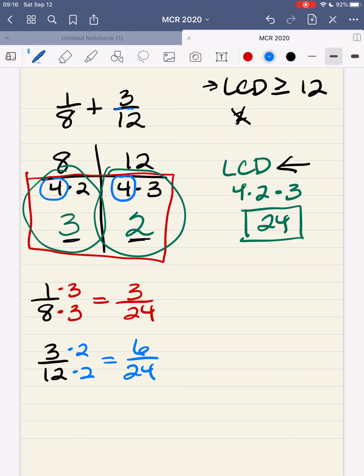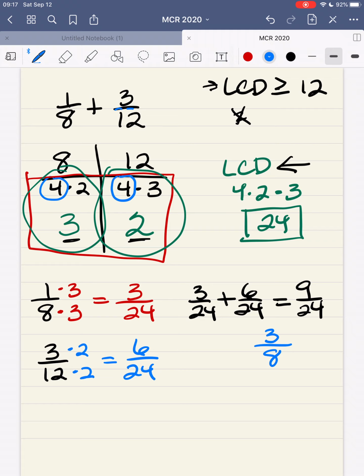This is addition, so my problem is 3/24 plus 6/24, which gives me 9/24. Now, does this simplify? It does. Okay. If you go ahead and divide top and bottom by 3, my answer is going to be 3/8.